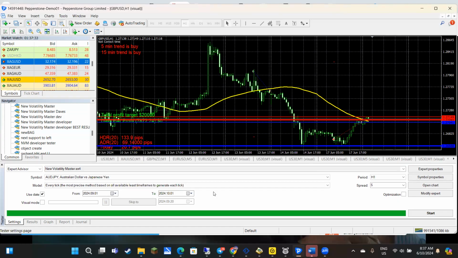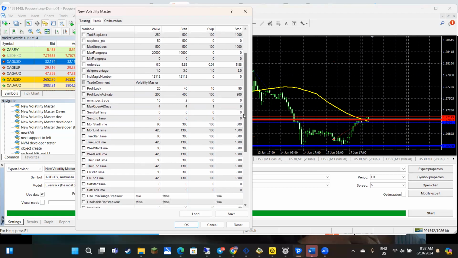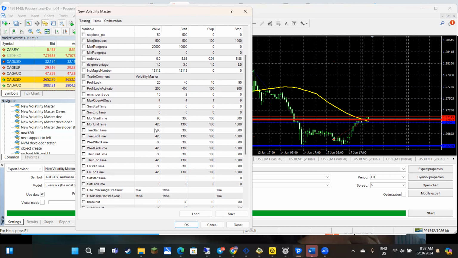Alrighty, so we're going to backtest Volatility Master on AUD-JPY just for November. These are the settings I'm using. Now, these settings should all be very much similar to the AUD-JPY set file that I put into our chat group, except for the time settings. I've started using slightly different, or quite different time settings, starting earlier and finishing earlier. I've backtested this and it does work out quite nicely.